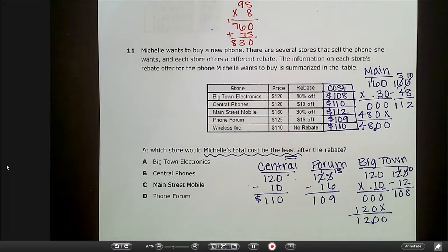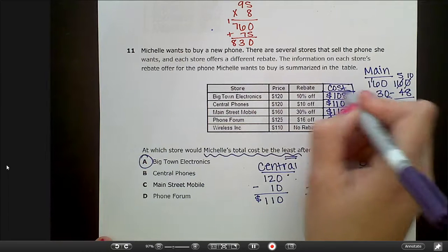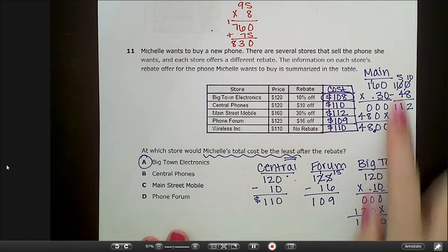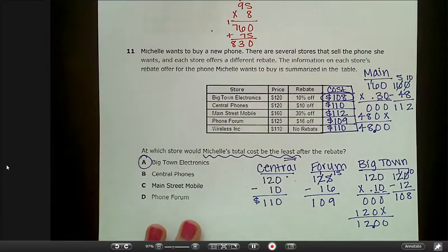So which one's going to have the lowest cost? Big Town Electronics. Make sure that you have all of this work shown so that you can get your credit and that you explain why you missed it mathematically.